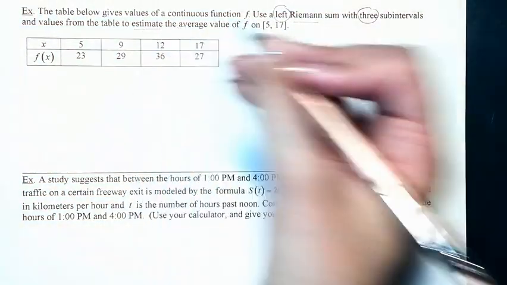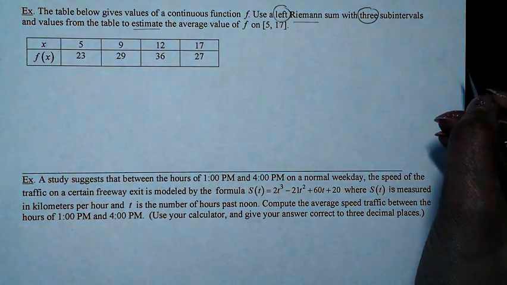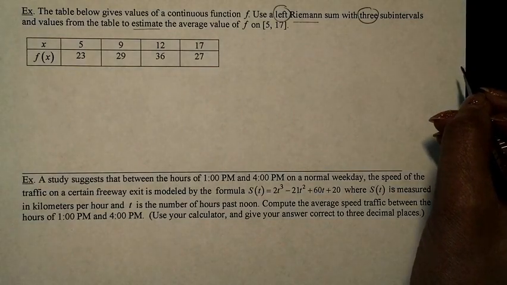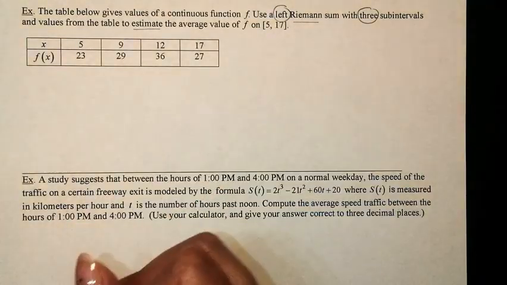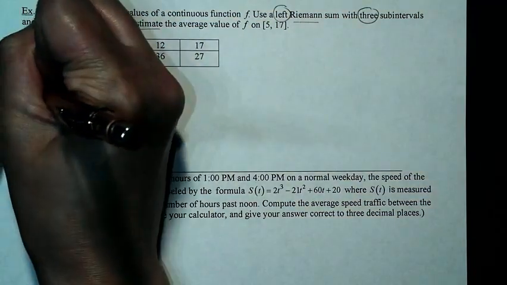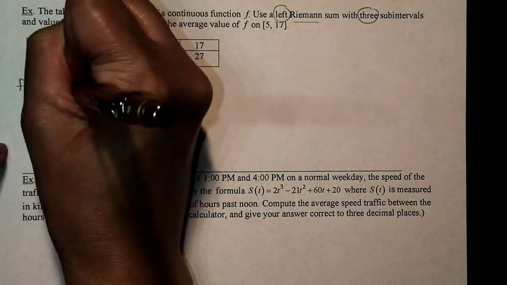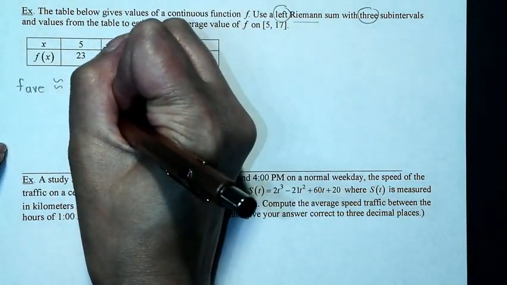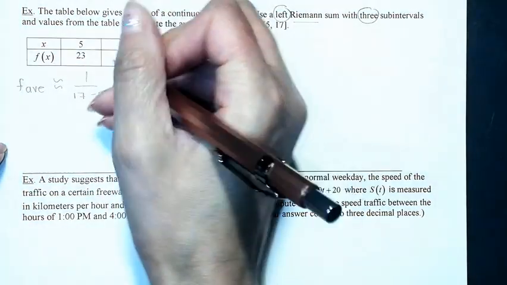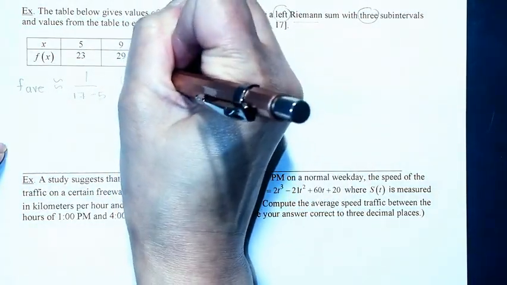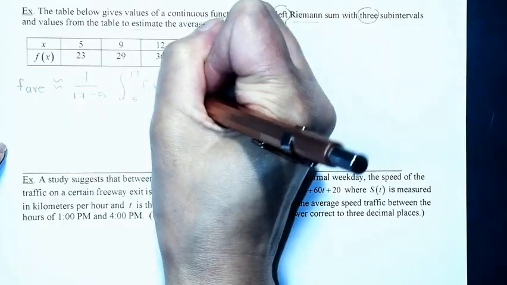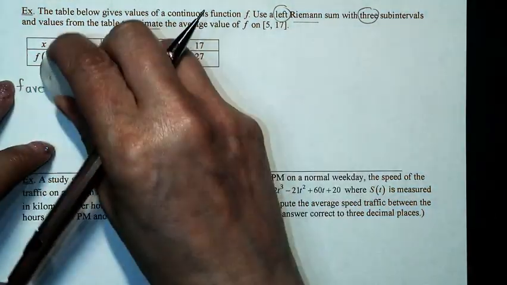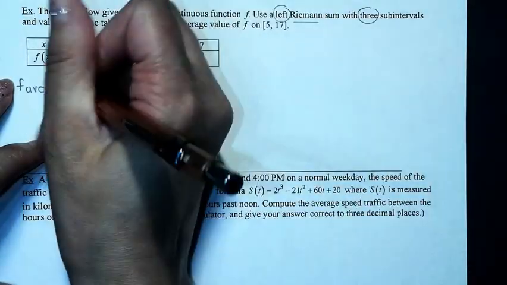It's not going to be exact, so you're going to do an estimation of f on the interval [5, 17]. So what are we going to do? What we know is that f average is going to be roughly 1 over (b minus a), so 1 over 17 minus 5, integral from 5 to 17 of f of x dx. Do you agree with that? So you know that that's actually not an approximation, that's equal.